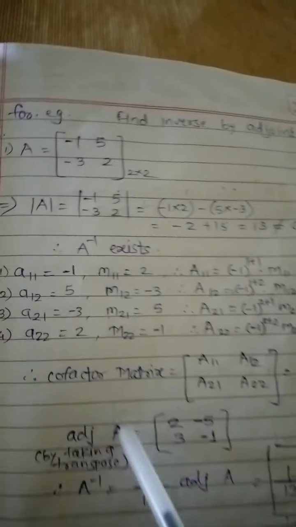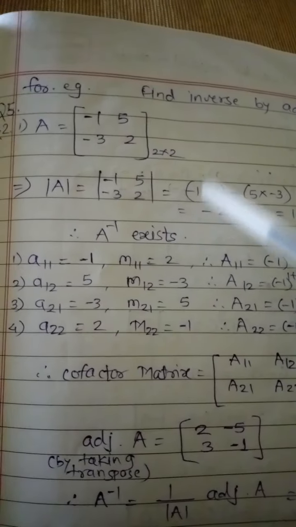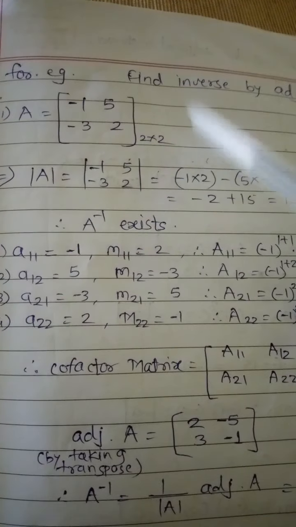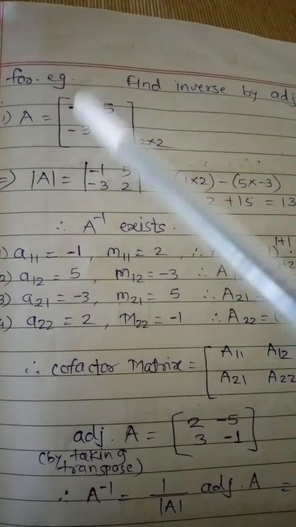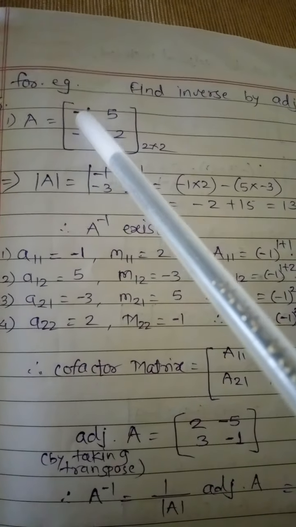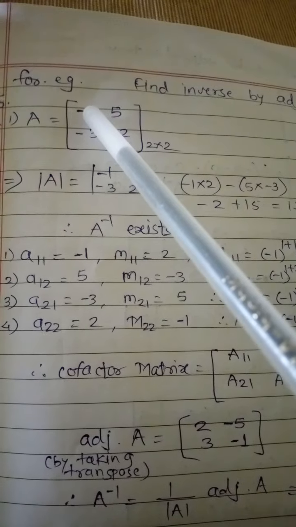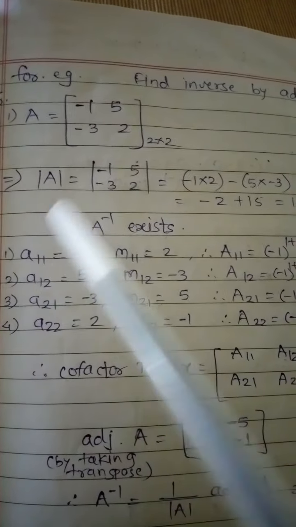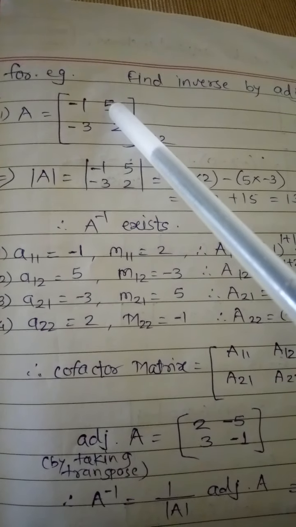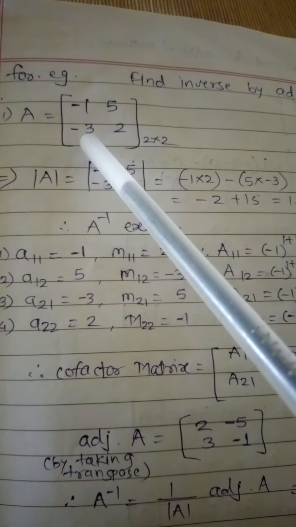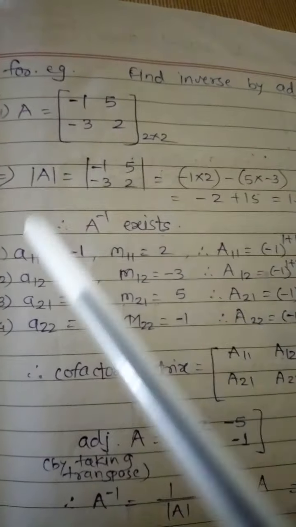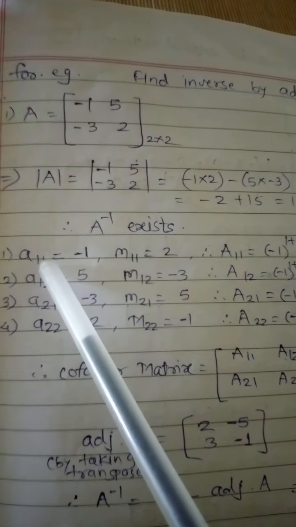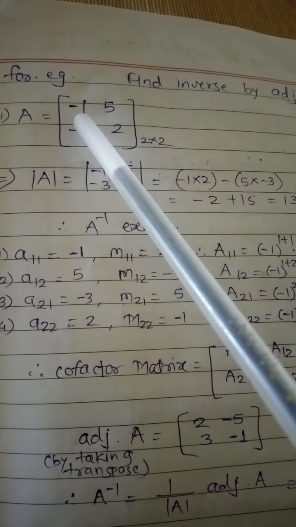First, whenever you are given a matrix of order 2 by 2, you should know the position of the elements. This first element has position 11, which we denote by A11. After that this one is A12, here is A21, and here is A22. What is the meaning of this? A11 means the first element of the first row.